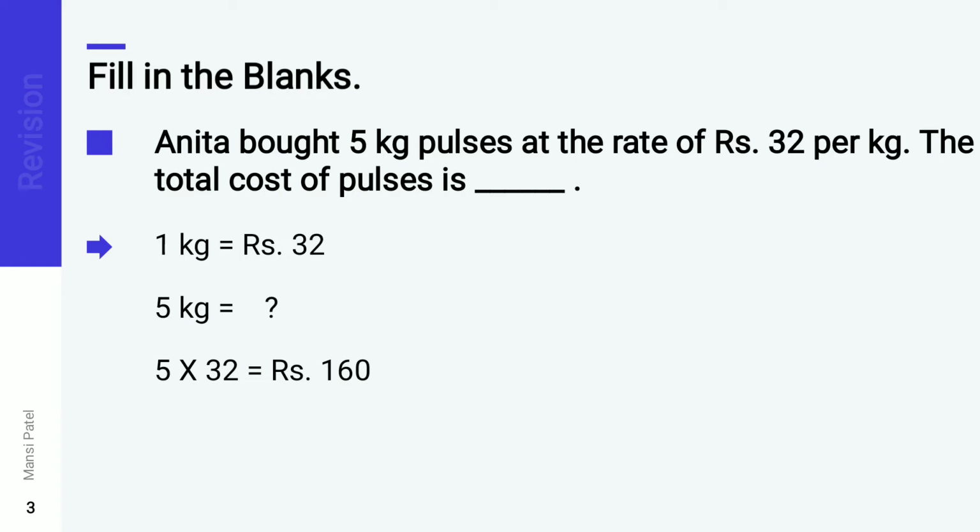Or in this question we can use another method, that is direct multiplication. Here we know that the cost of one thing is given. From this cost of one thing we have to find out the cost of many things. Therefore we have to do the multiplication. So you can do the direct multiplication. 5 multiplied by 32 is equal to rupees 160.